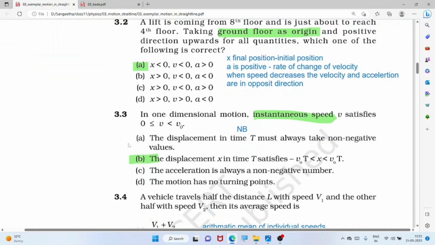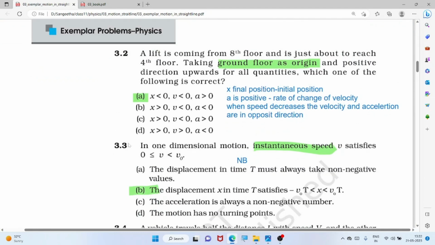A lift is coming from the 8th floor and it is just about to reach the 4th floor. Taking ground floor as the origin, this is important, and positive direction upwards. When you take ground floor as origin, then the lift is coming downwards. So displacement is less than 0 because the lift is coming downwards.